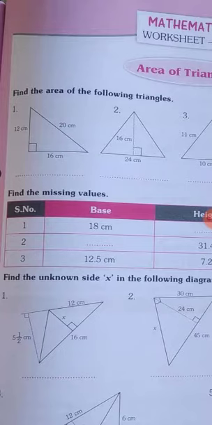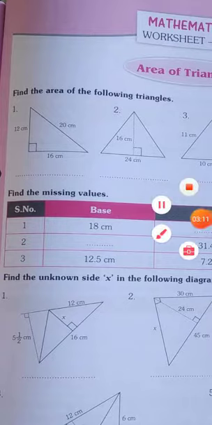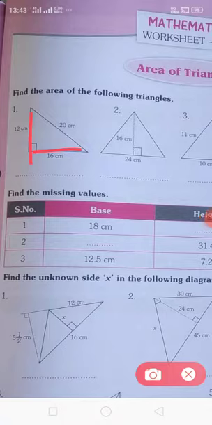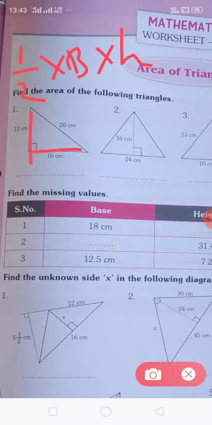Now question number 1: find the area of the following triangle. The area of a triangle, we have told you, is 1 by 2 base into height. In the first triangle, what is the base? 16, and the height is 12. So its area is 1 by 2 into base into height. So put 1 by 2 the same as it is.